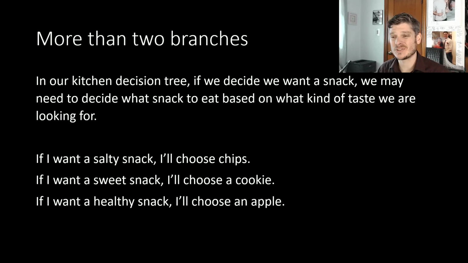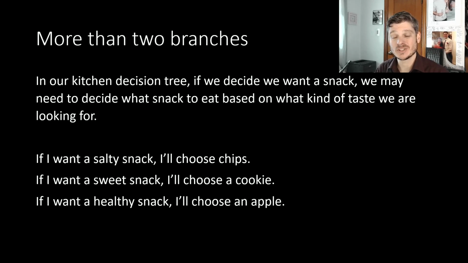Now, sometimes though, there's more than one option. It's not just an if or an else. It's not just a true or a false. There's more than one option. And if we have a question that has more than two branches, we need a slightly different function to use. So, for example, let's say I end up in my decision tree and I do want a snack. Well, there's lots of different snacks I could choose, right? So now I need to go through a separate decision tree.